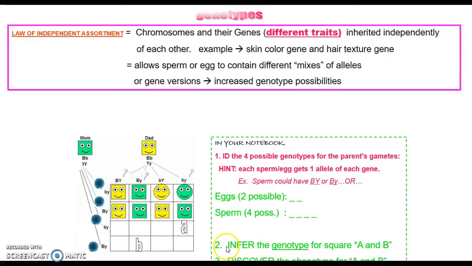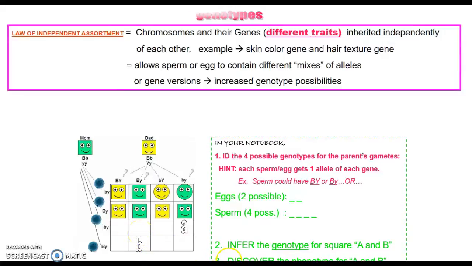All right, lastly, it says infer the genotype for square A and square B. Square A is, you just look, it says genotype, so we put these two alleles here from this egg in here, and we take these 2 alleles from this sperm and we drop it in, and together it makes little b, little y, or homozygous recessive for both genes. And that's what you would answer for A. Child B, I'd like you to do on your own.